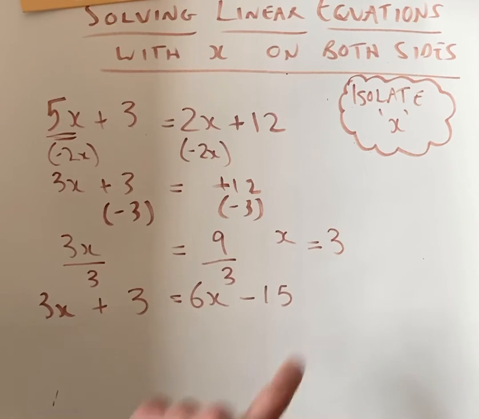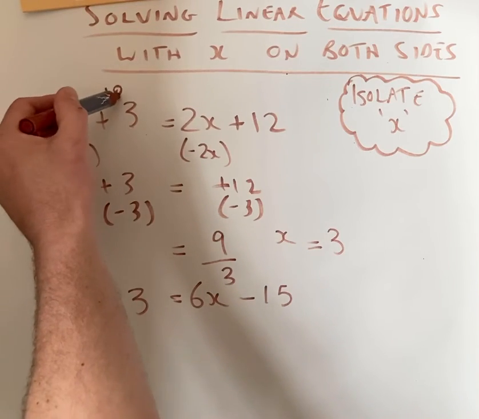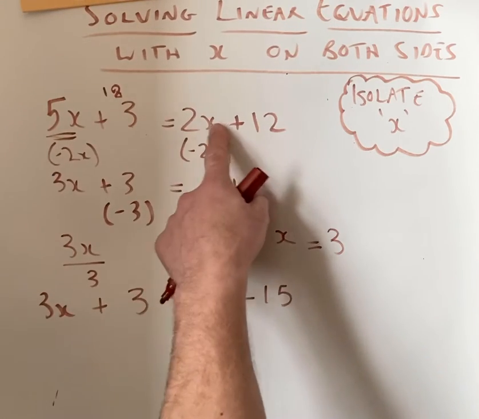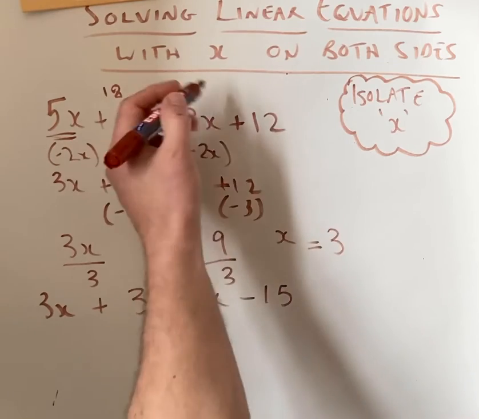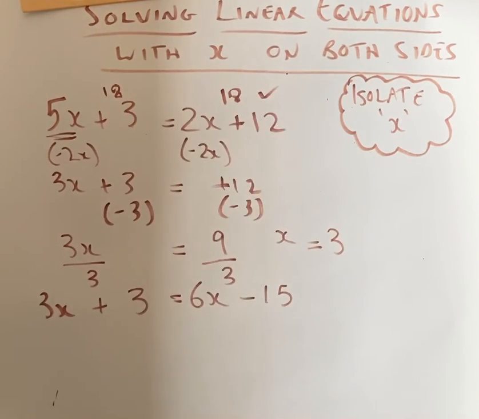And again, if I check that, substitute x is 3 into the left hand side, 5 times 3 is 15, add 3 makes 18, and 2 times 3 add 12 also makes 18, and you can see that we've got the same answer on both sides, which means that it must be correct.